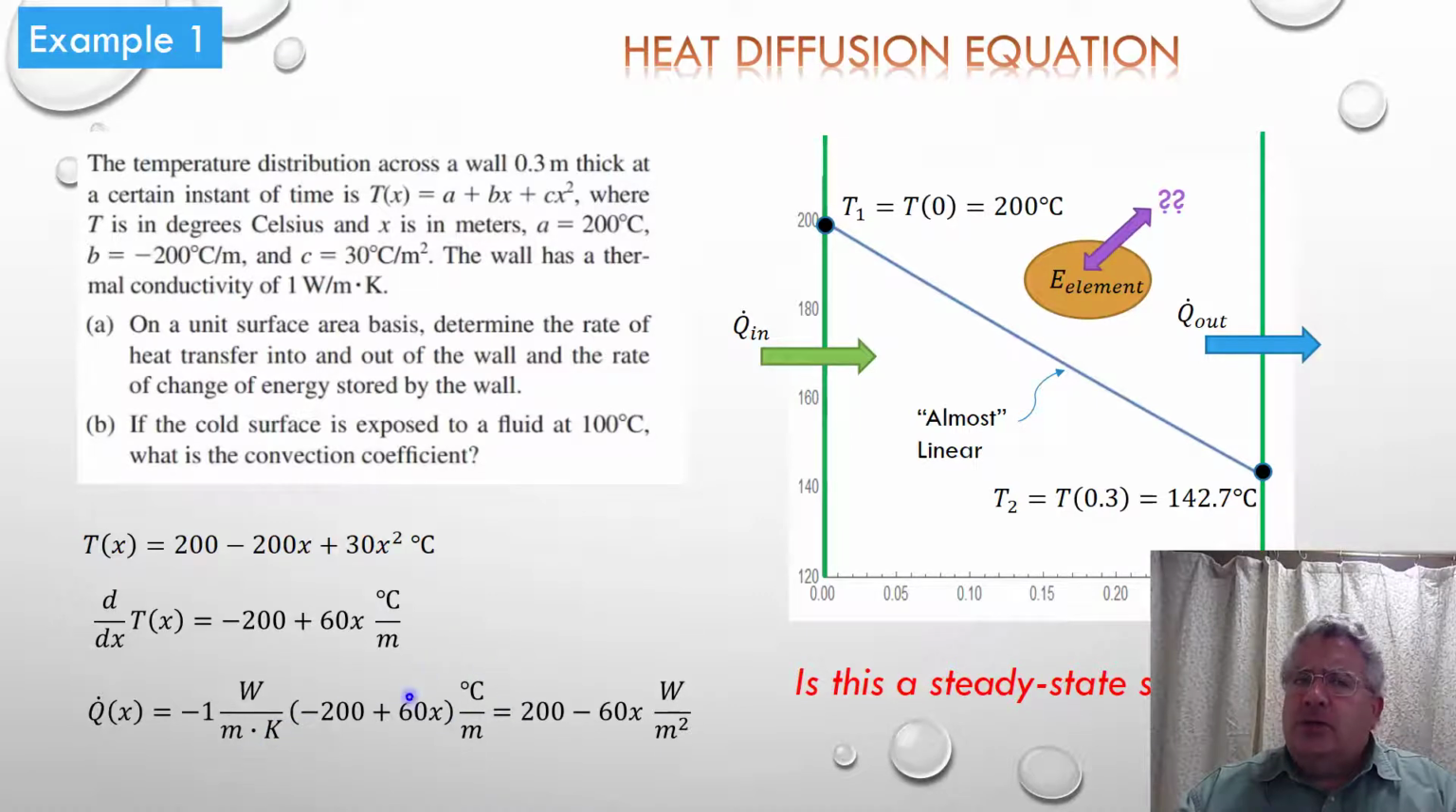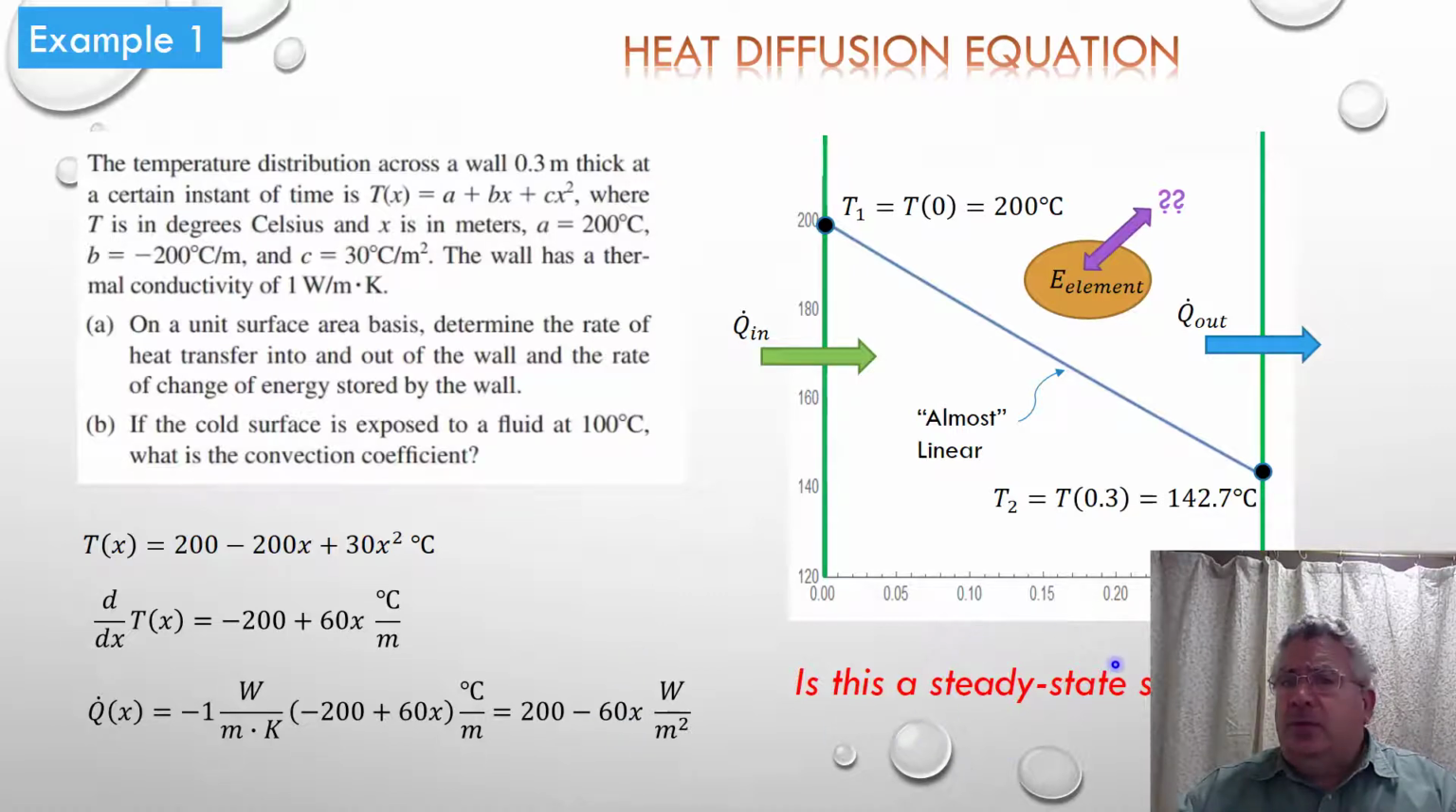I'm actually going to come back to that tomorrow in class. This can actually be a little bit confusing for you, why I can cancel these two out. So I have a little explanation that we'll do in class. And this will end up with watts per meter squared. So 200 minus 60x, watts per square meter.